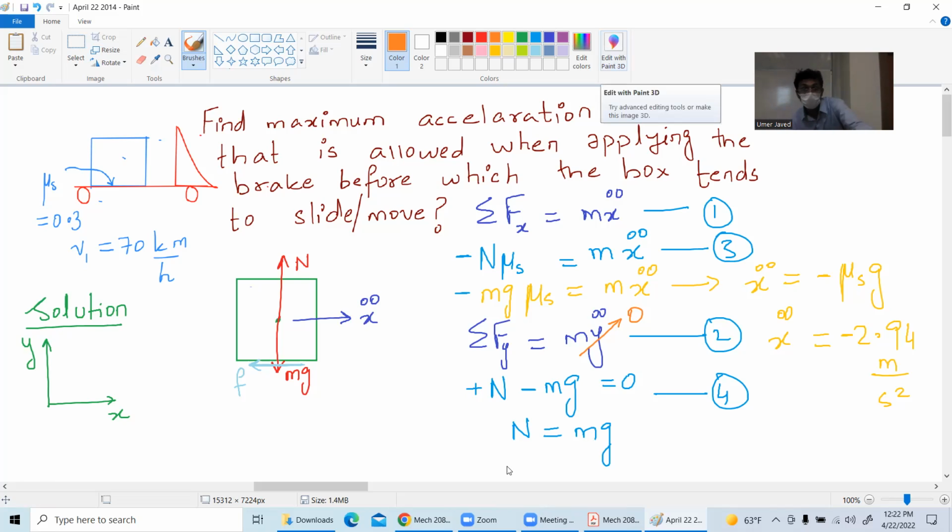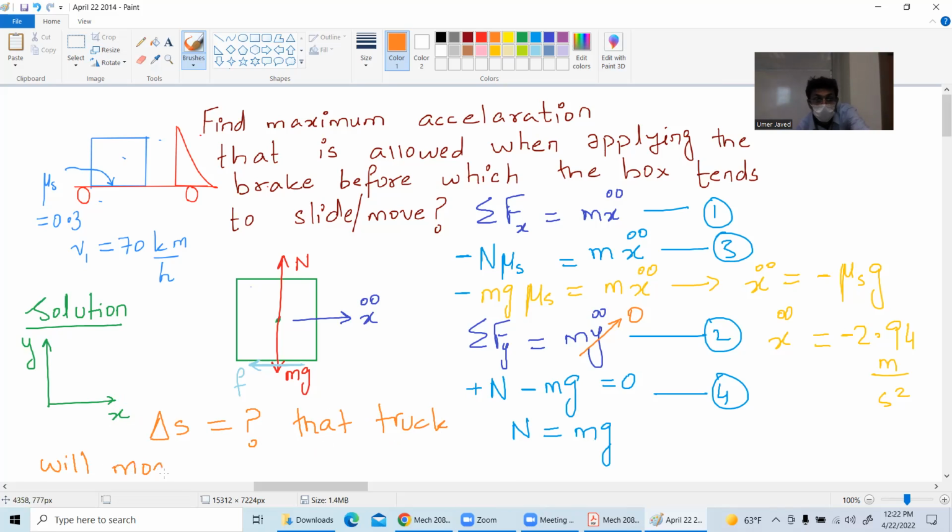Okay, give me the delta S. Find the delta S that the truck will move before it stops. Quickly, everyone. Give me the answer. Final velocity also 0. That's right.